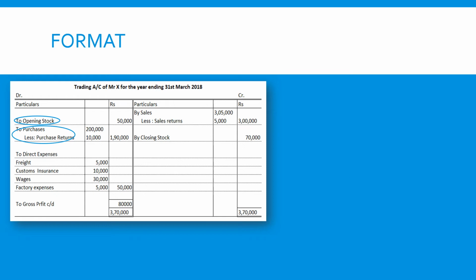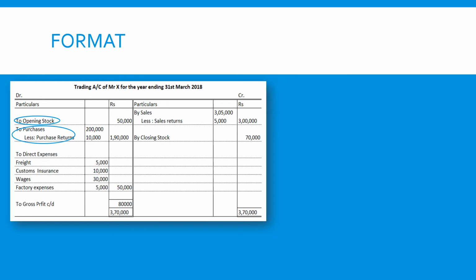But the other way of showing it is, you can show the entire 2 lakhs as your purchases on your debit side, and the purchase returns of 10,000 on your credit side. Whatever be the situation, your net impact will be 1,90,000 on your debit side. So it's your choice, but in general, people in the accounting world prefer to show it as a net effect for purchases.